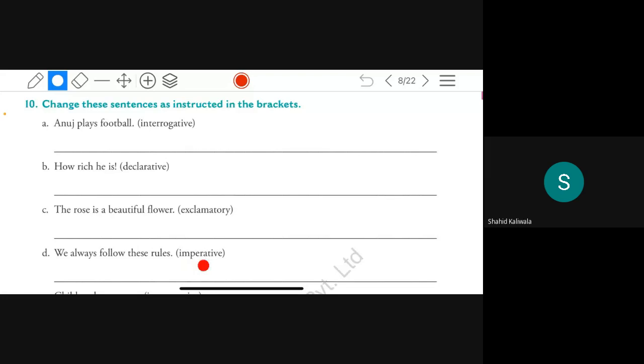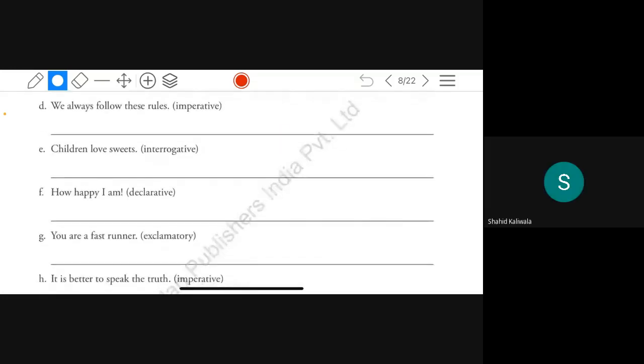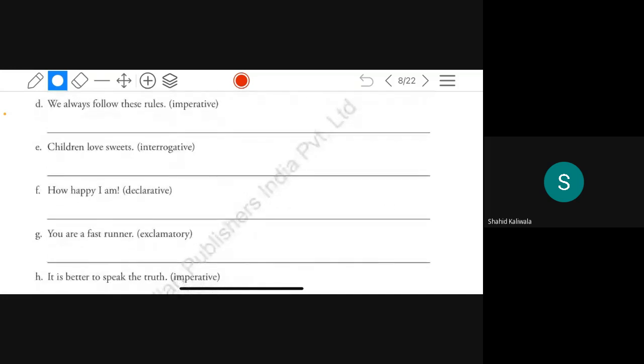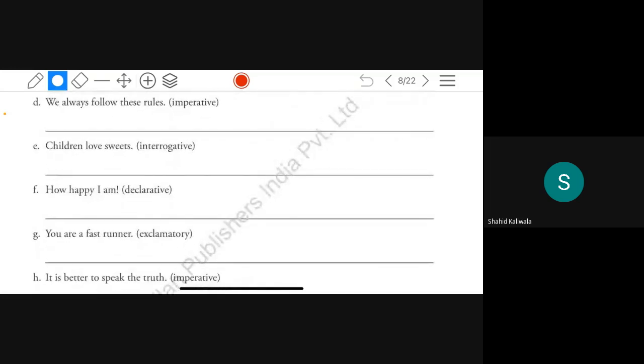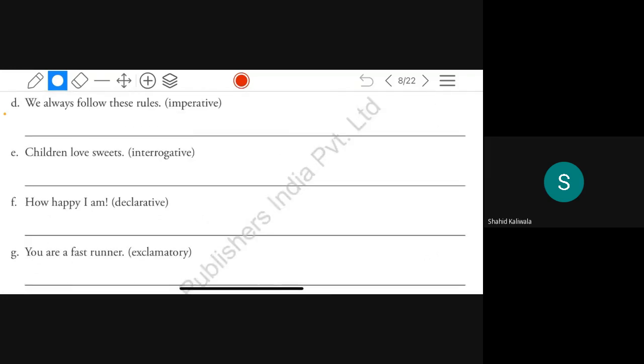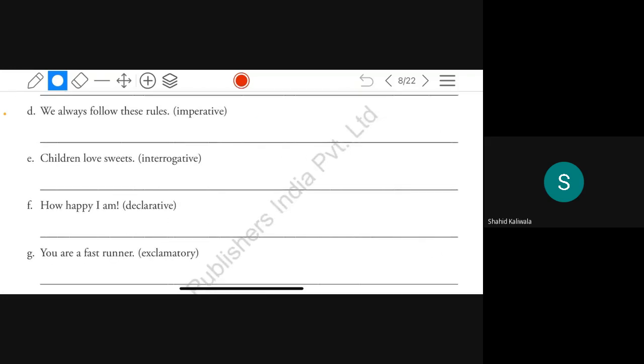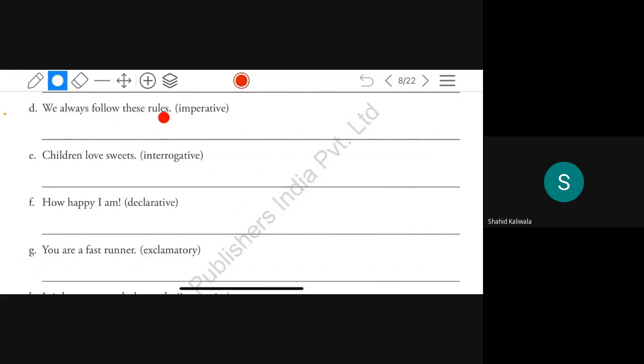Imperative. Please follow these rules always. Always follow these rules. If you want to make it a command, just remove the V. Your answer is ready. Always follow these rules. Yes, I know your next question will be, sir, what if we add please, right? It's okay. I don't mind. But what I want to explain is the rules are to be followed at any cost. That is an obligation.